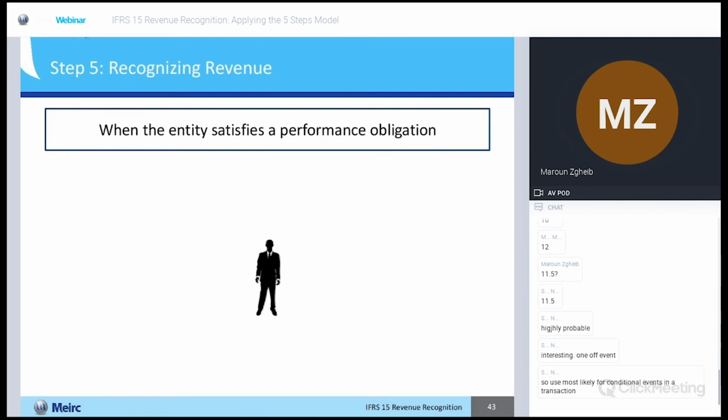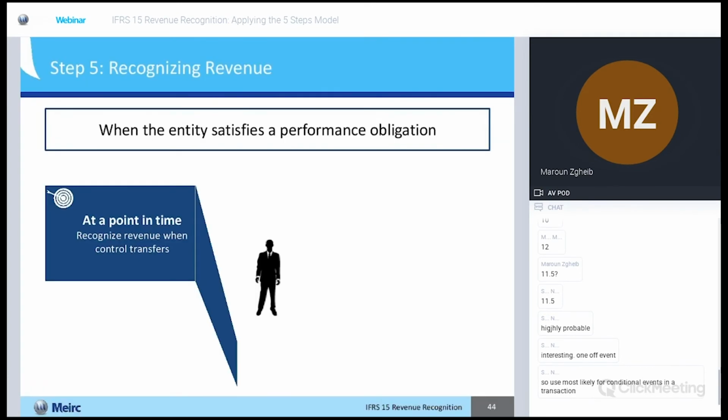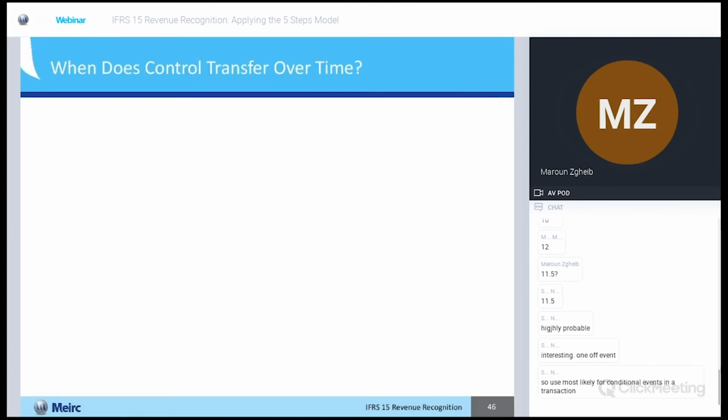Now the last step is to recognize revenue. How do we recognize revenue? We recognize revenue when the entity satisfies the performance obligation. In this case, we have two performance obligations. The first obligation is to deliver a box that's usually delivered at a point in time. And the second obligation is to provide a monthly access that is usually provided over a period of time. So here we should look at what are the obligations that we are rendering at a point in time, and what are the obligations that we are rendering over a period of time.